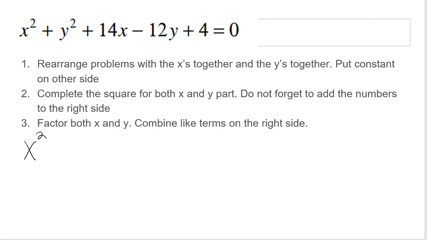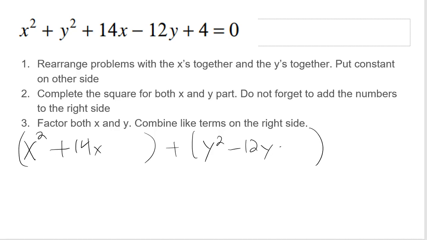Now when I move the 14 over, guys, I'm just moving it. It doesn't become negative 14. You only change signs when it goes to the other side. So what I'm going to do is put parentheses right here, and leave a space. I'm going to put a plus sign and do y squared minus 12y. And then we're going to put a space and do that. So what I did was just move this over here and this guy right here.